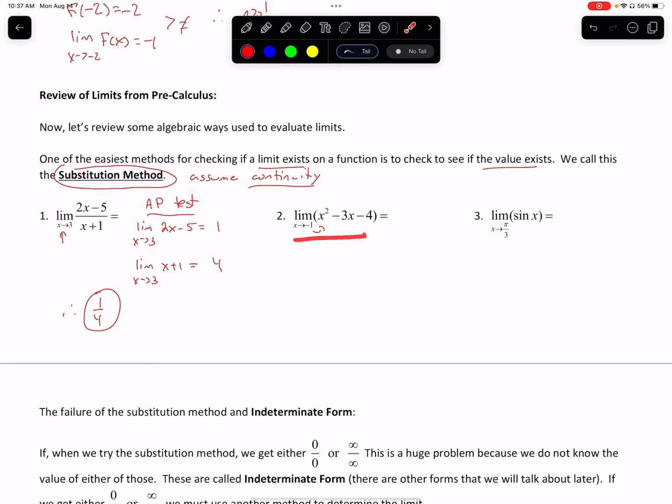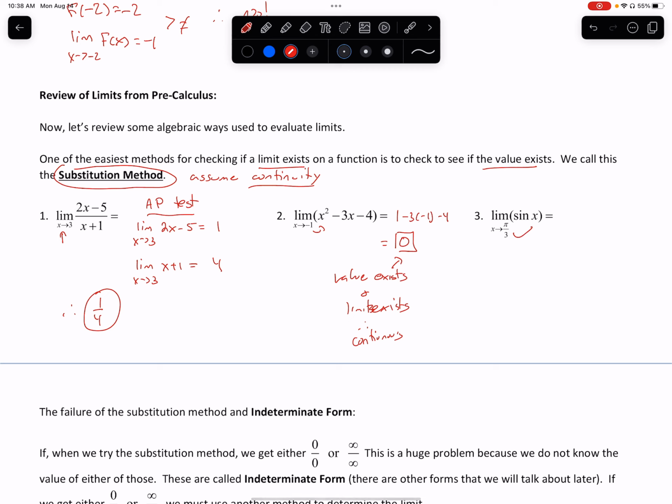Now, for example 2, there is no really weird one right here. There's no fraction, so we can just directly plug in, and negative 1 squared is 1, minus 3 times negative 1, minus 4, and that gives us 0. So we're approaching 0. Now notice again, we're assuming continuity. Because I got a value, the value exists, and the limit exists. Therefore, we would say that this would be considered continuous. And that's all we're really doing right here.